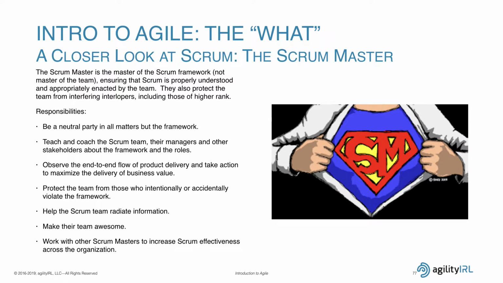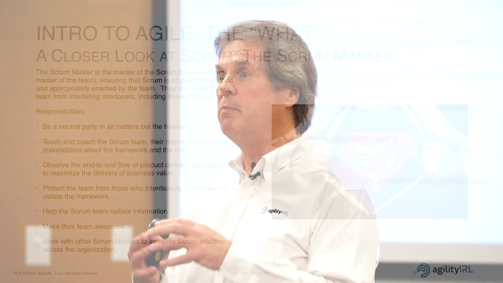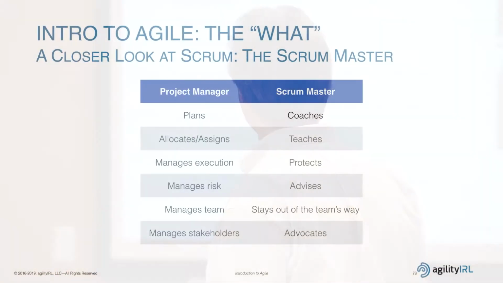Another thing is helping the team. We don't want them to be in this little cocoon, so we've got to help the team radiate information. These kinds of stakeholders are interested in this kind of information: How are you tracking to your commitments? Or when is this going to be done? They help them radiate that, and there's a variety of reporting techniques for doing that. And another important thing is they'll work with the other Scrum Masters to make the overall organization better.